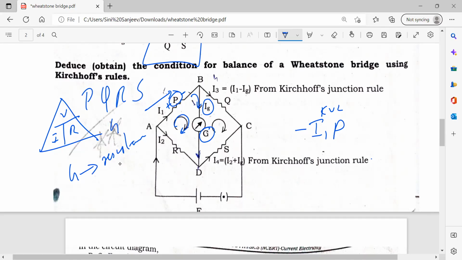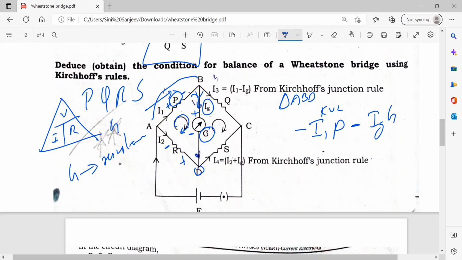Here also I'll mark plus and minus. The leaving group is minus. The current direction is same as the leaving group. So minus IG into G. Then I will go through this loop. So I'm taking the triangle ABD loop: A, B and then D. Then here also I'll mark plus and minus.